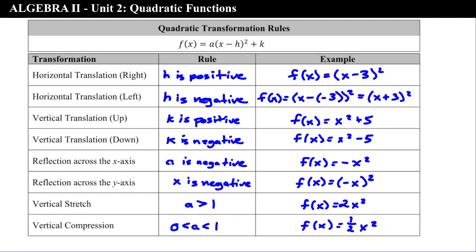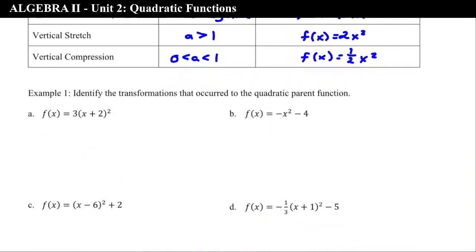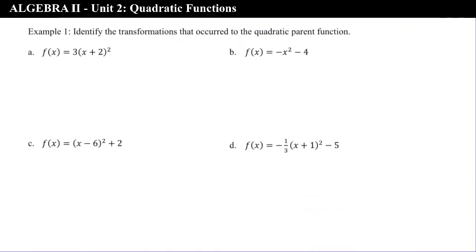So these would be your transformations of a quadratic parent function to give you different types of parabolas, some that are inverted, some that are concave up, some are concave down, some are going to be wider, some narrower, some moved to different parts of your coordinate plane. So let's use these rules to see if we can do a few examples. Let's see if we can identify the transformations that occurred to the quadratic parent function in each of these different problems.